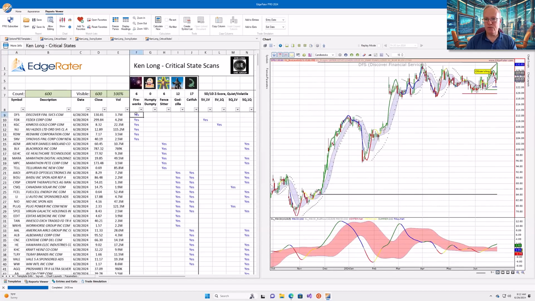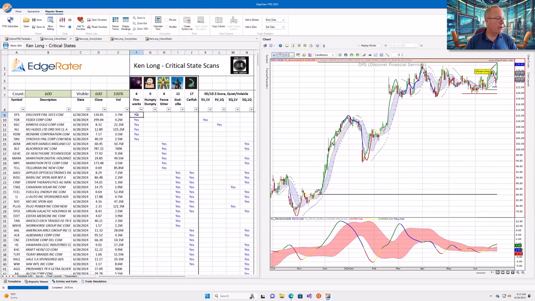We can quickly view those on the chart. For anybody who doesn't know how EdgeRater works, you basically run a template against a list of stocks, and then it will produce a report that's defined by the template. And then it's very interactive with the chart. As you're scrolling down through the various symbols, either clicking on them or using your keyboard, the chart will immediately update with the indicators that have been configured for that particular template. In this case, we've got the indicators that Ken is looking for too.